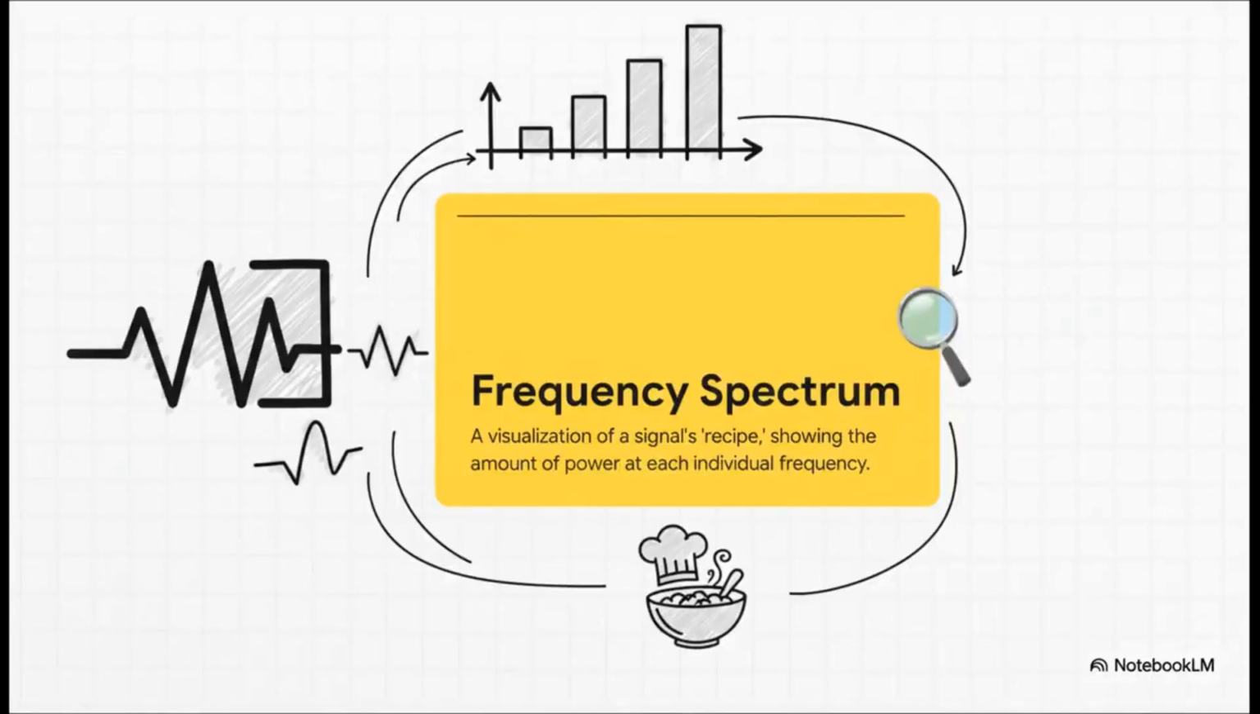So let's just put an official name to what we've been looking at. That ingredient list, that recipe card, is called a frequency spectrum. It's a super powerful tool that lets us take any complex signal, break it down, and see exactly what it's made of, how much power it has at every single individual frequency.